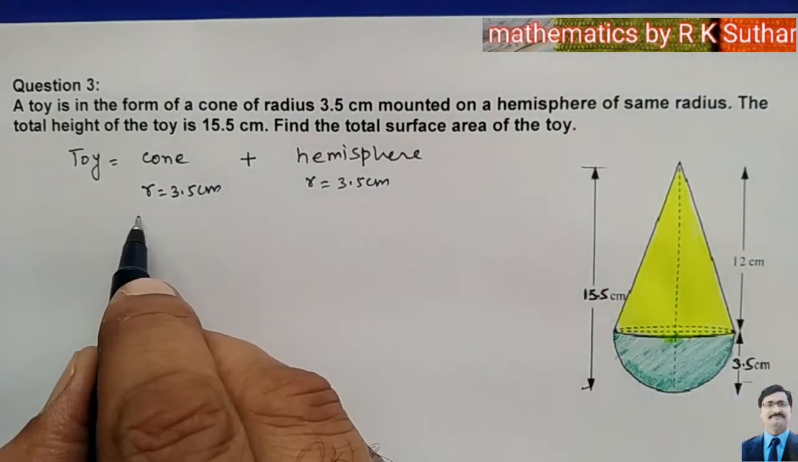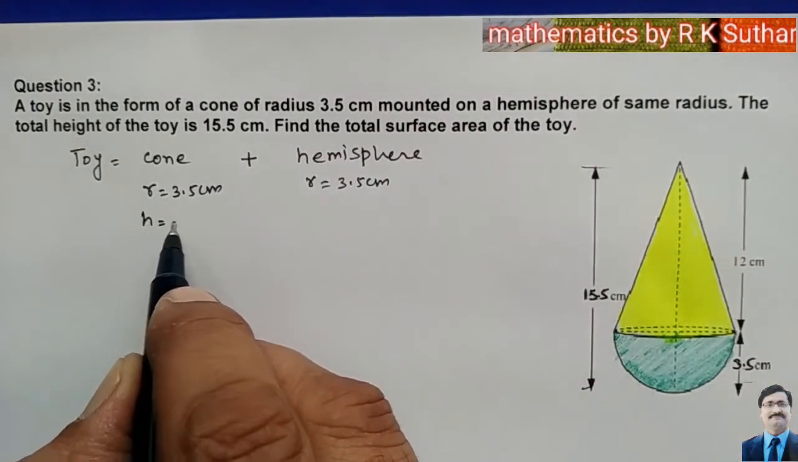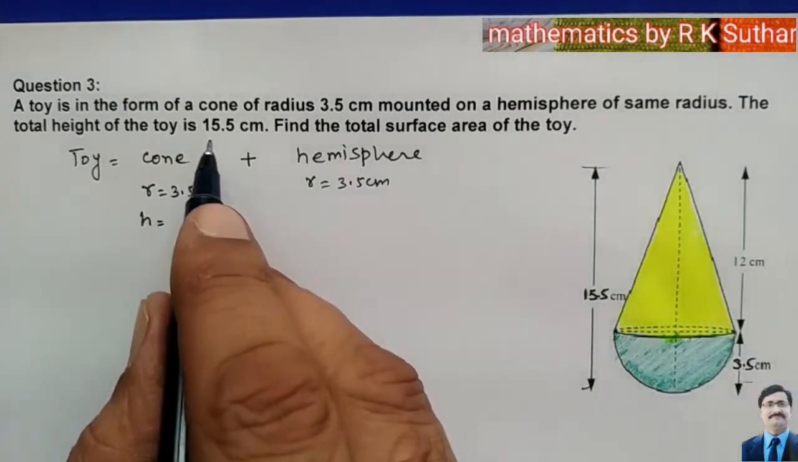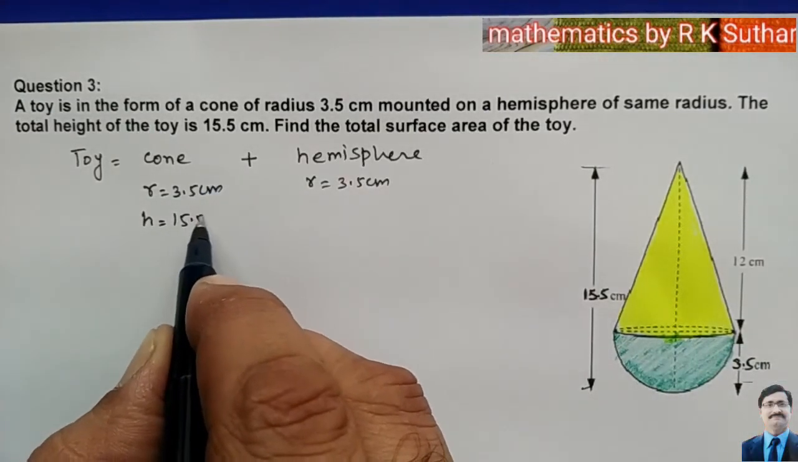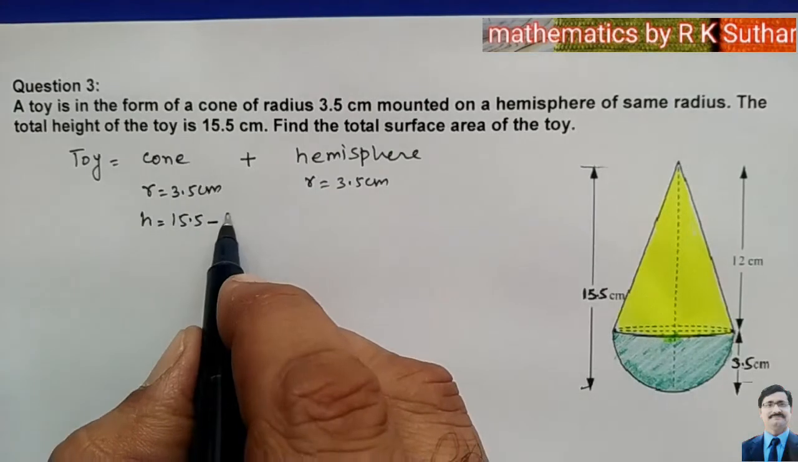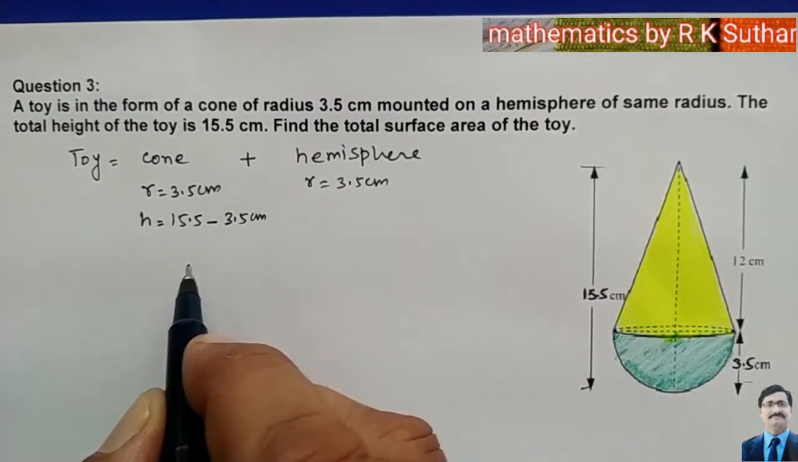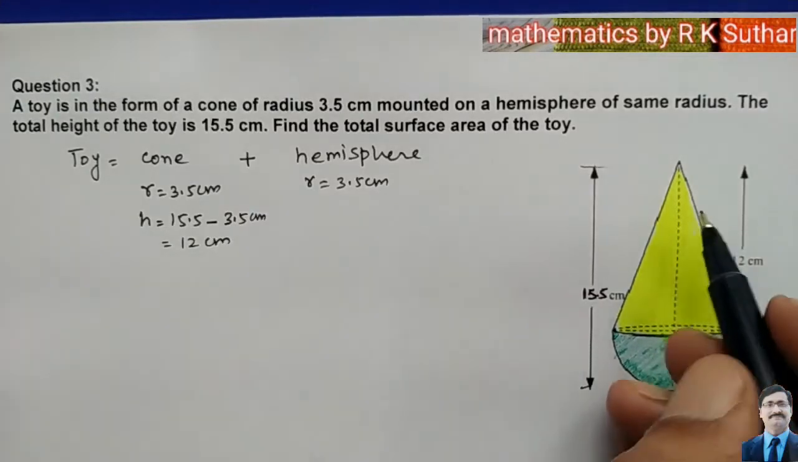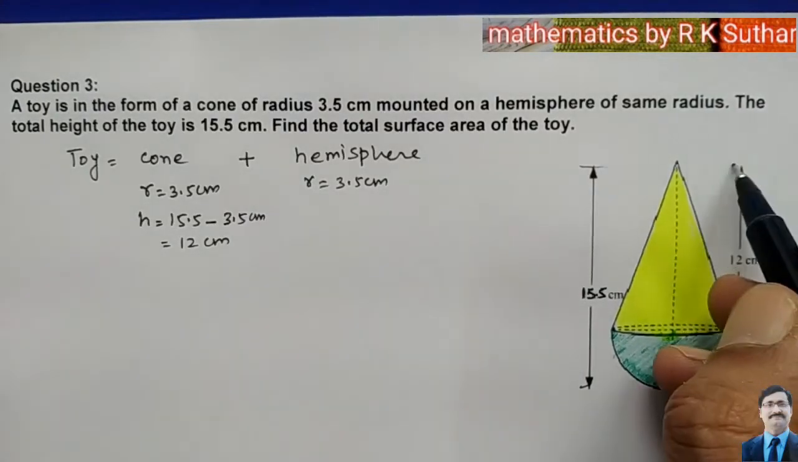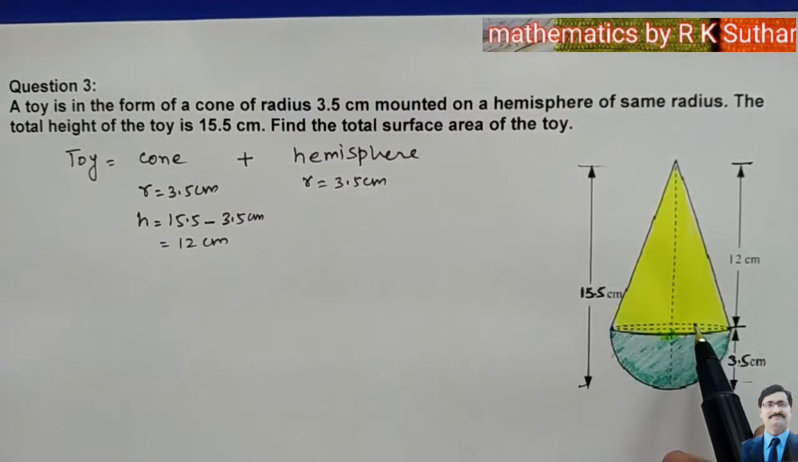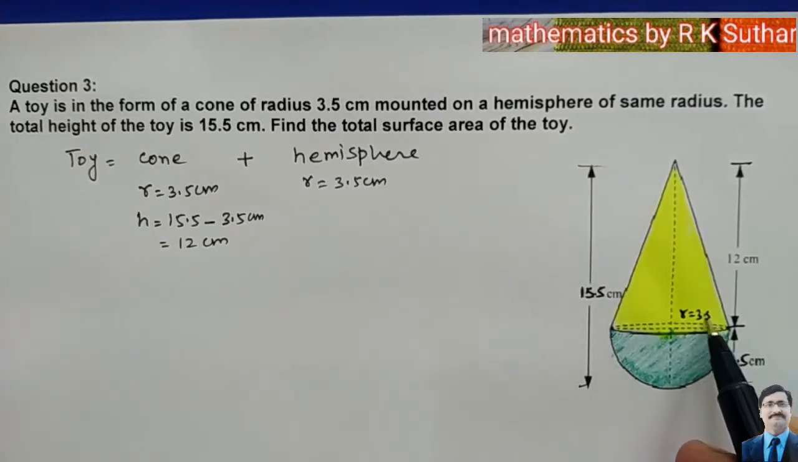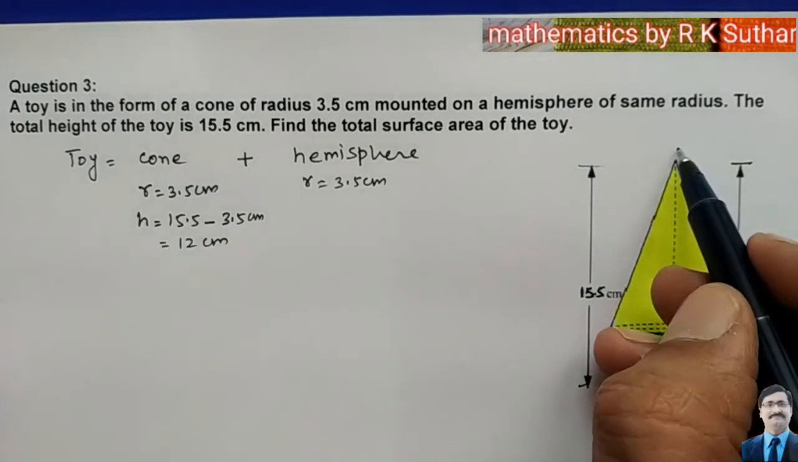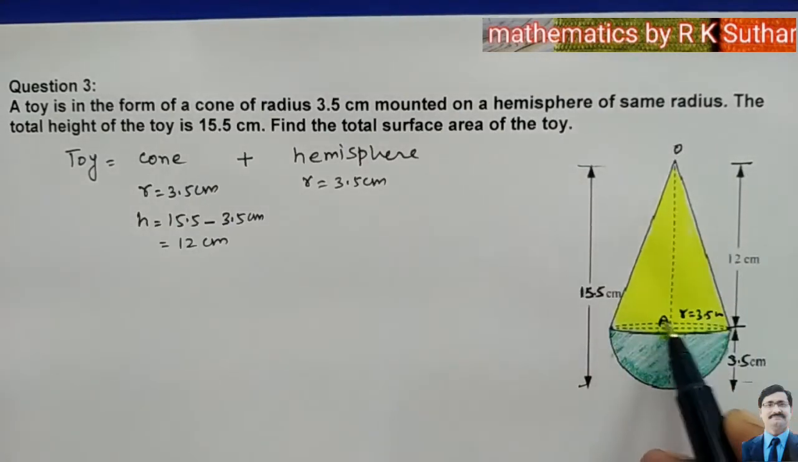So we have to find the height of the cone. This will be equal to the total height, 15.5 centimeter, minus 3.5 centimeter, and we get 12 centimeter. So the height of this cone is 12 centimeter, and the radius is 3.5 centimeter. Now look here, this is O, A and B.